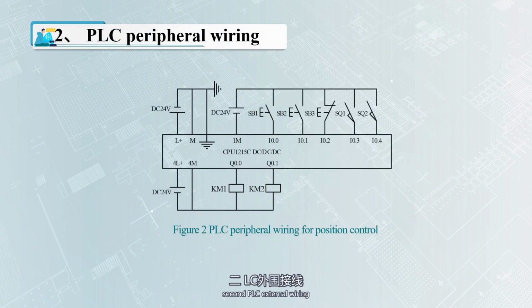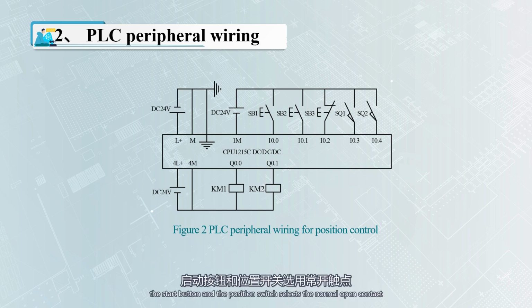Second, PLC external wiring. The terminals L+ and M are connected to a 24V DC power supply. The stop button selects the normally closed contact, and the start button and the position switch select the normally open contact. The position switch can also be a proximity switch, which is a contactless position switch, so the position signal can be obtained easily.